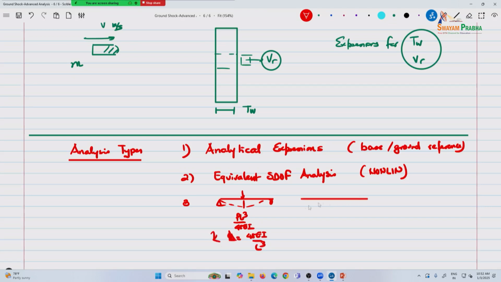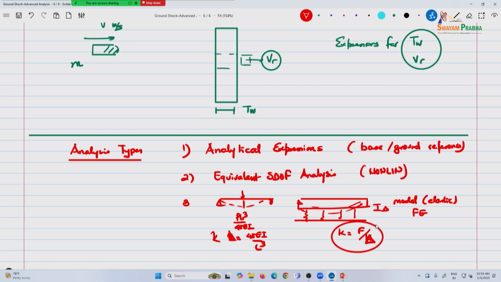But if you do not have analytical expressions, you can model the system. You can do an elastic model in finite elements. If you're modeling, you can model springs and then find the displacement, and then you know the stiffness is force divided by displacement. That's an alternate way to get your stiffness for single degree of freedom systems.